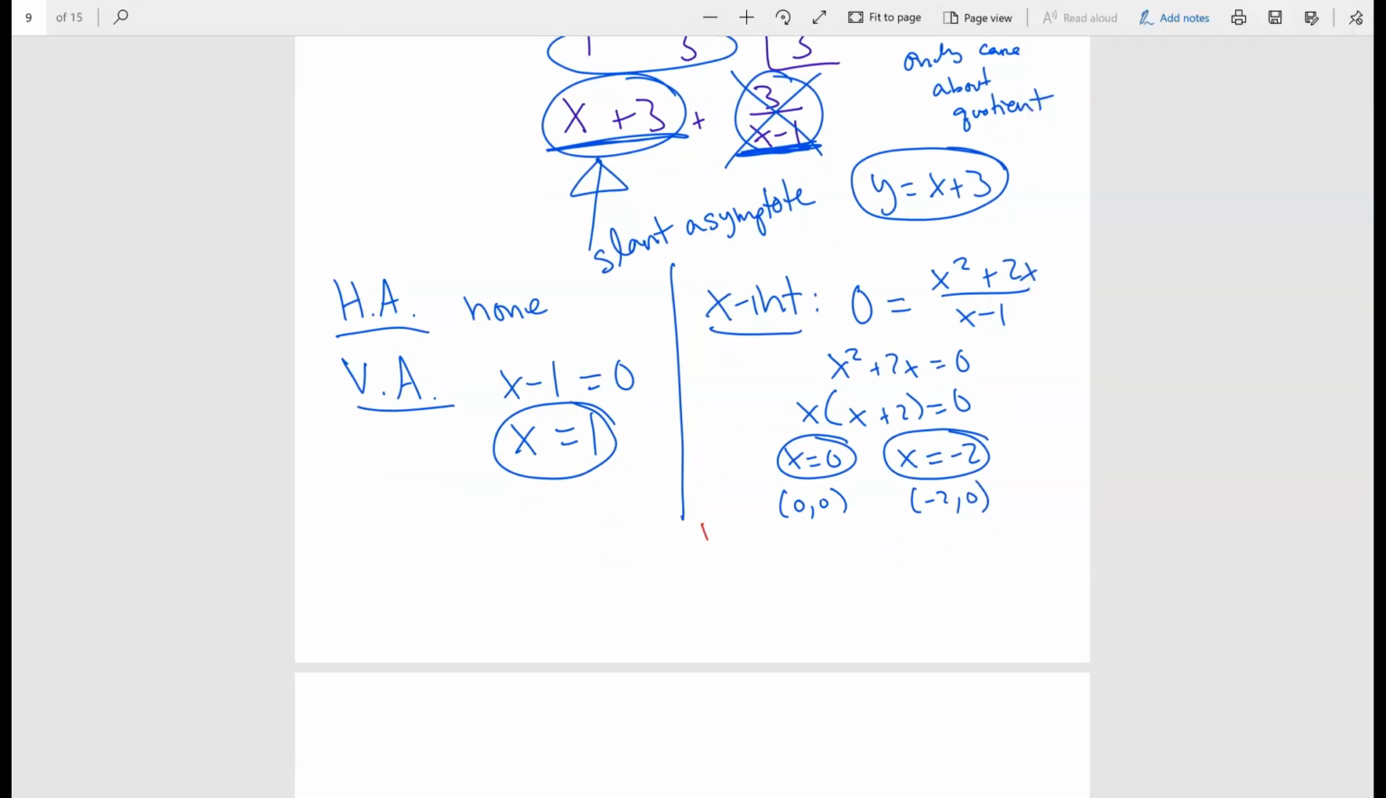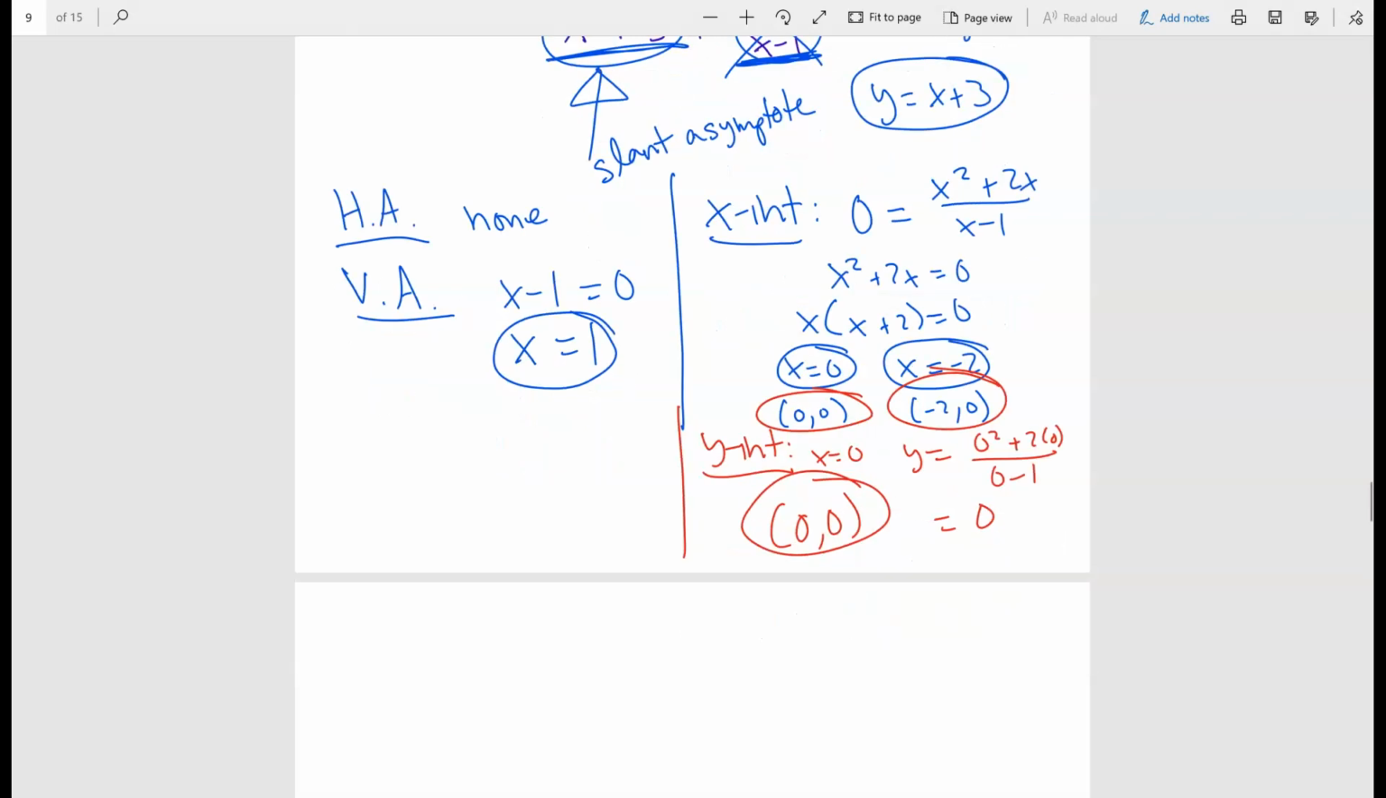And then we're going to find my y-intercepts. My y-intercept is going to be when x is equal to 0. You're going to get y is equal to 0 squared plus 2 times 0 divided by 0 minus 1. You can see that this is just going to give me 0. So 0, 0 is going to be my y-intercept.